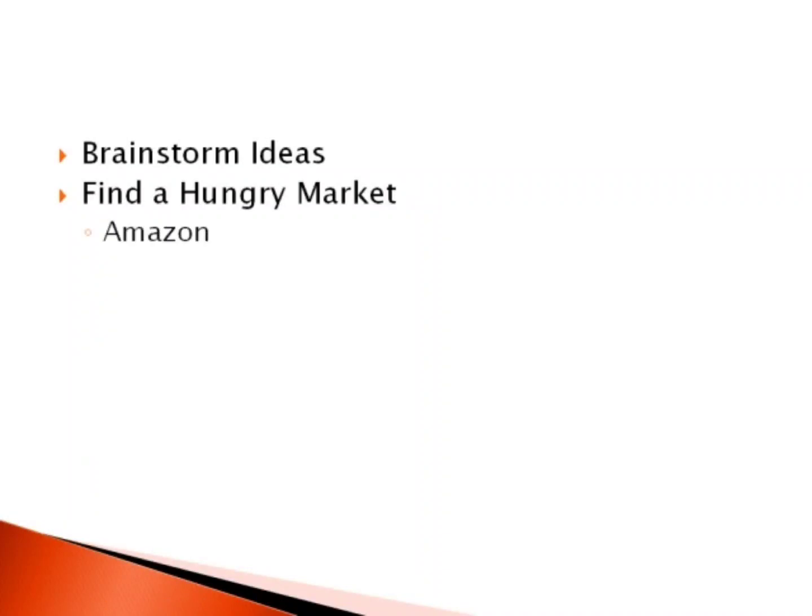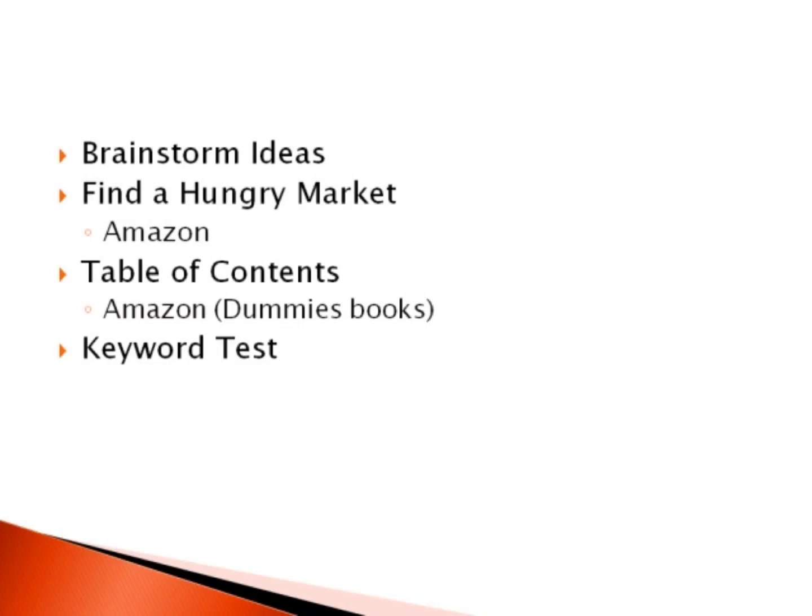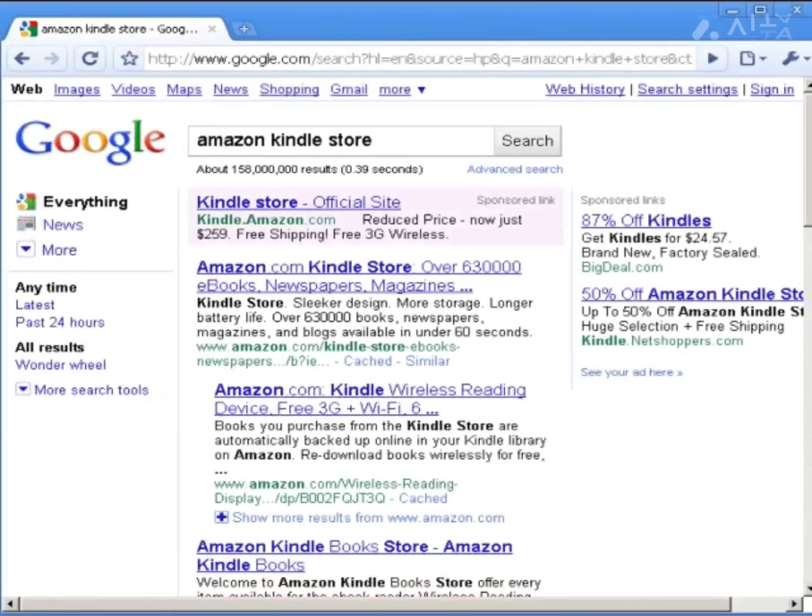All right, so when we find a hungry market, we're going to use Amazon.com. You can use other sites like clickbank.com if you want. That's fine. Then we're going to create a table of contents. Now, a table of contents can be generated fairly easily if you know how to do it. And then we're going to do the keyword test to make sure that the market we're about to get into is indeed profitable. And we're going to be using the free Word Tracker keyword tool. So with that said, let's go ahead and get started and implement this.